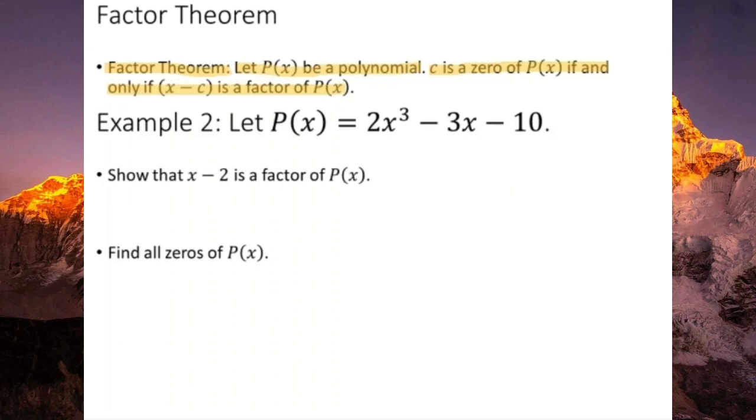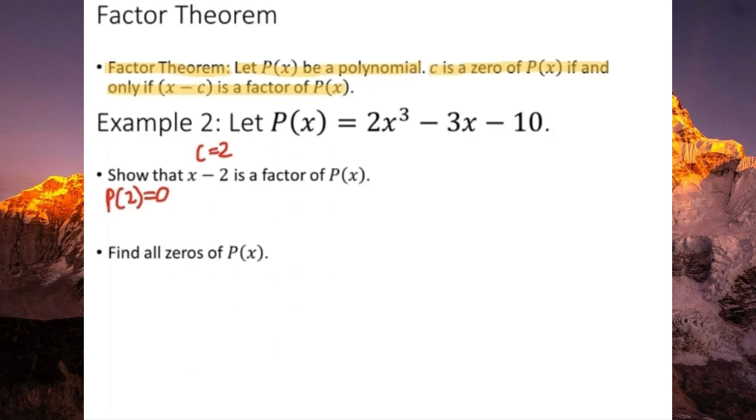So if we take a look at example 2, we're going to let P of x equals 2x cubed minus 3x minus 10. We're going to start first by showing that x minus 2 is a factor of P of x. Now there's a couple ways we can do this. The big thing is we want to show that P of 2 equals 0. This is because in order for x minus 2 to be a factor of P of x, that means c equals 2 would have to be a 0 of our polynomial, meaning if I take 2, plug it in to our polynomial, it should give me 0.